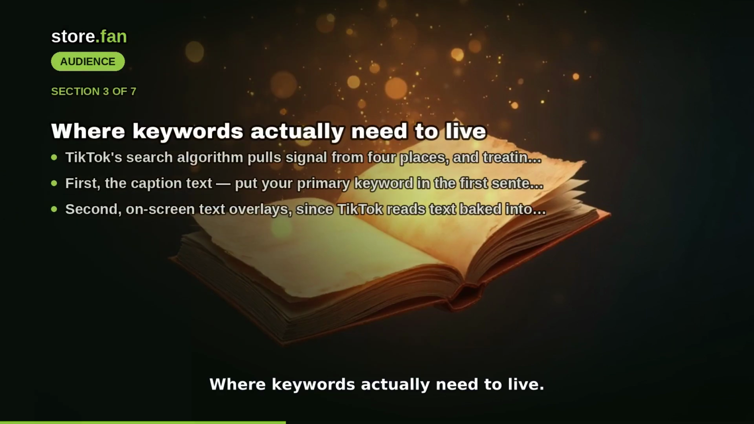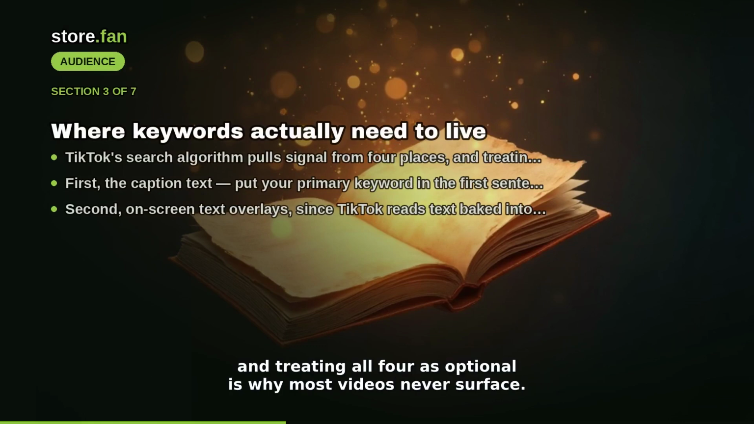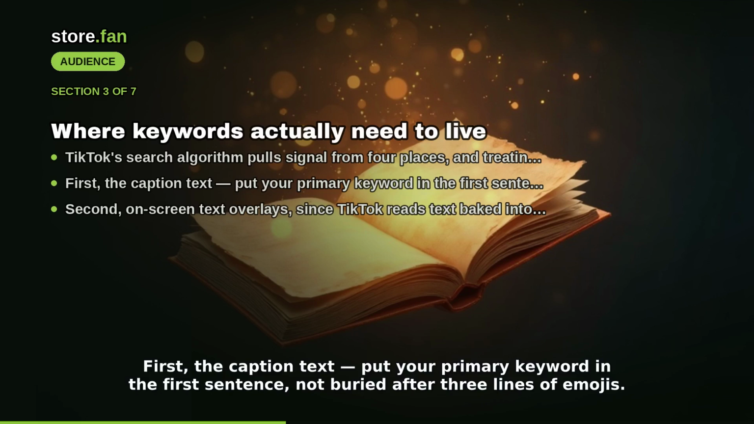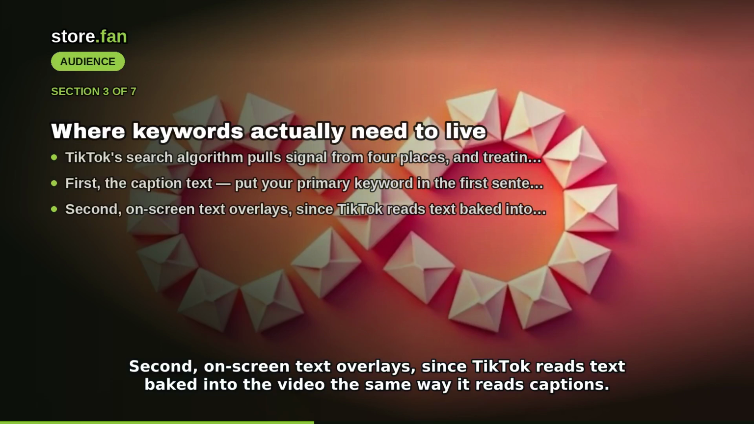Where keywords actually need to live. TikTok's search algorithm pulls signal from 4 places, and treating all 4 as optional is why most videos never surface. First, the caption text. Put your primary keyword in the first sentence, not buried after 3 lines of emojis. Second, on-screen text overlays, since TikTok reads text baked into the video the same way it reads captions.